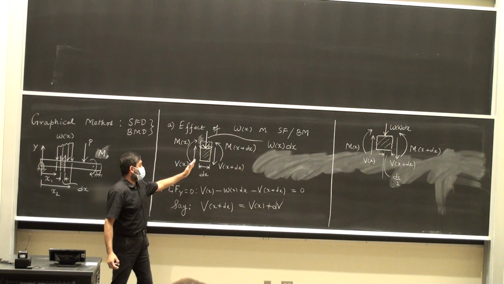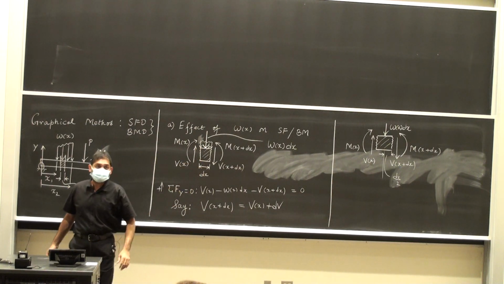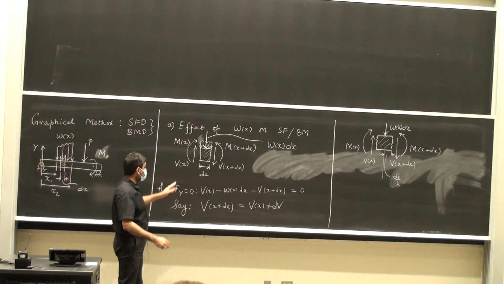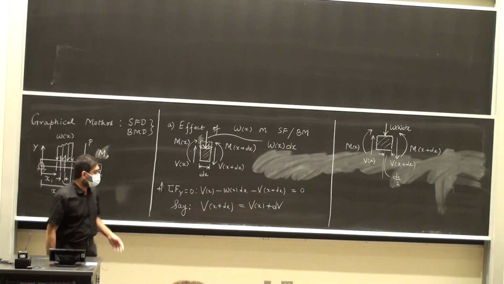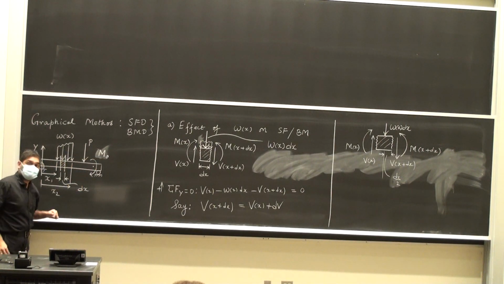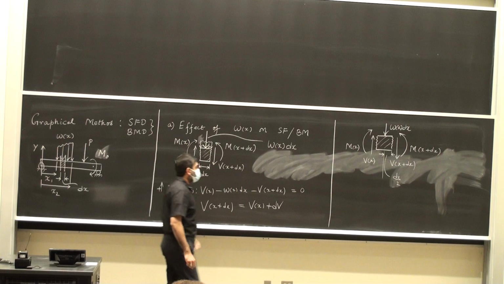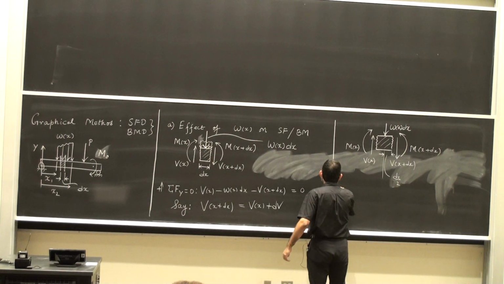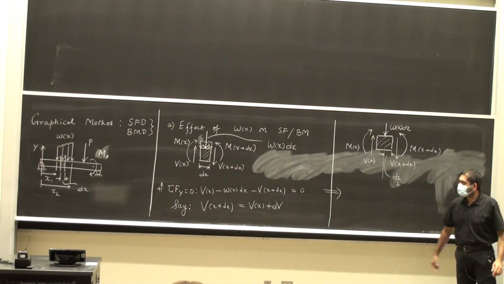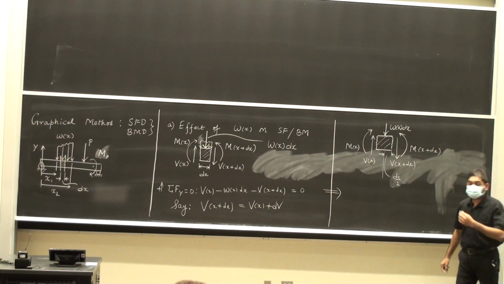In effect, it looks like that, right? Because this is acting vertically down, so this has to counterbalance the effect of this guy here. But I'm not assuming anything of that sort. I'm just saying this is what the situation is. Do the substitution. V of x cancels off, so I'm left with the following.